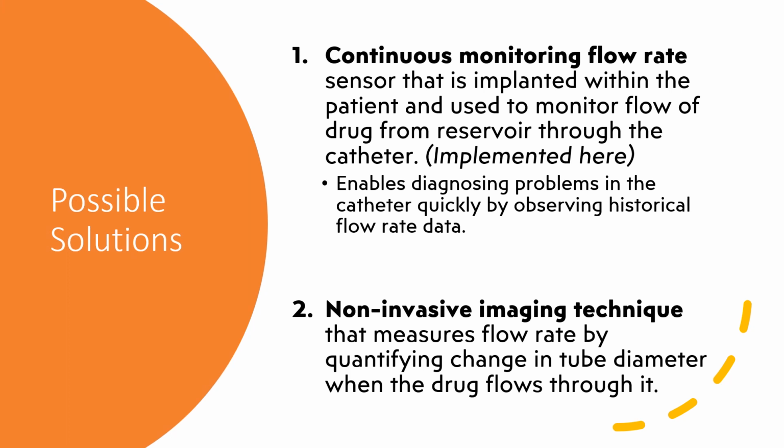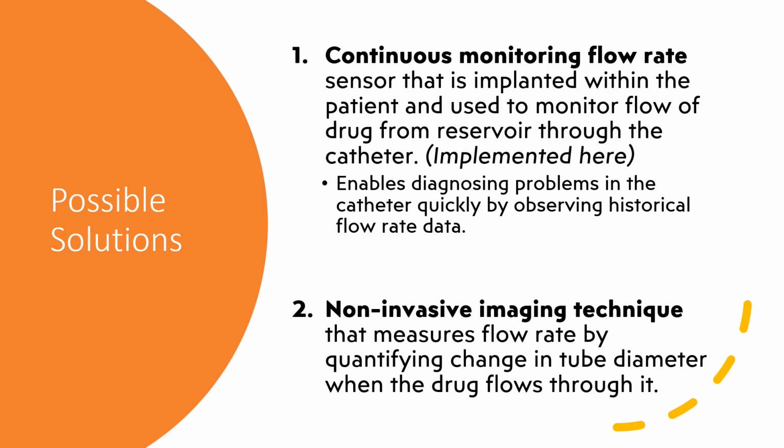So there are possible solutions, two possible solutions in fact. First one is a continuous monitoring flow rate device that is implanted within the body. This device will be able to monitor the flow rate and relay it to the patient or caregiver and develop a historical database of whether the device is working properly or not. So the patient can just open their smartphone and see whether the catheter is working properly, and if it is, they have peace of mind. That's what I have implemented for this particular project.